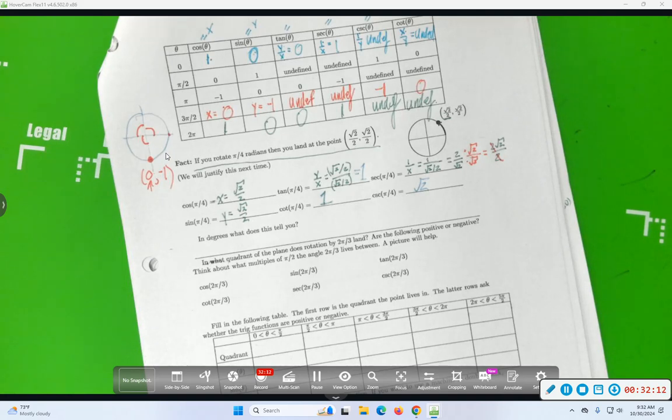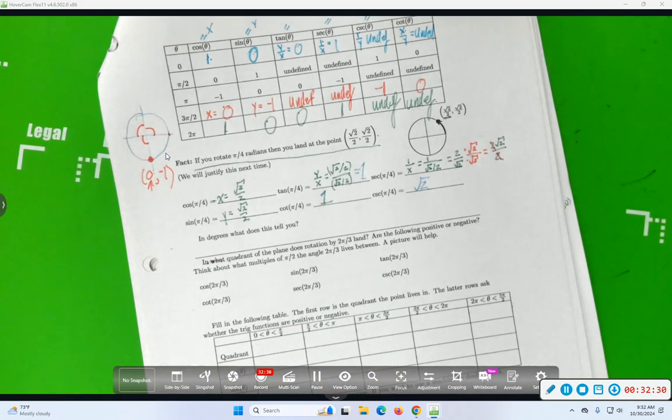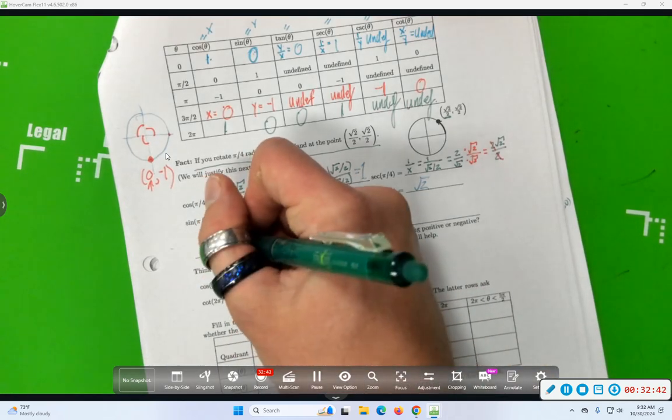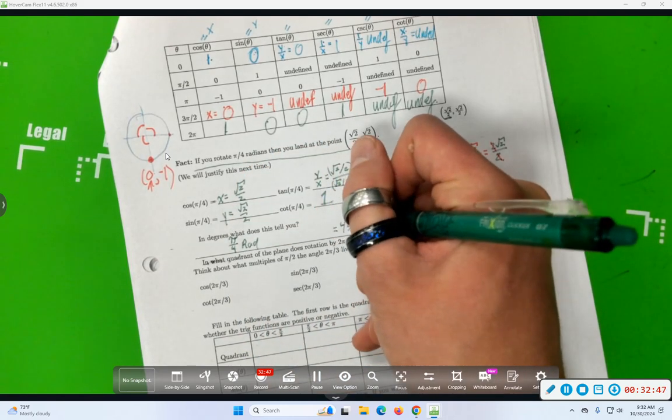So, you can make computations of trig functions on the nose as long as you know what point you land on. Because that's what the trig functions encode. So this tells you things about trig functions at an angle of pi over 4 radians. It also tells you something about an angle in degrees. How many degrees is pi over 4 radians? 45. So pi over 4 radians equals 45 degrees.